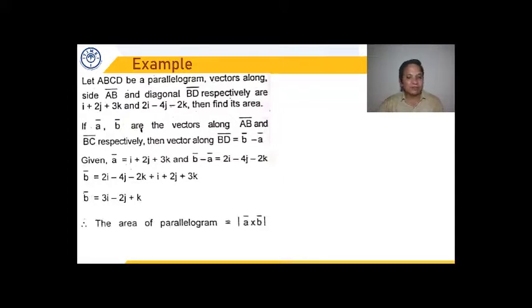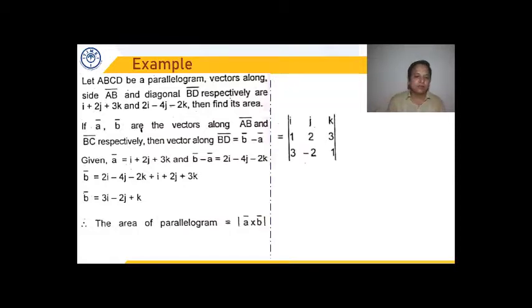Now the area of the parallelogram is the modulus of A cross B vector. So we have to find the value of the A cross B vector. Now how to find A cross B? We write i j k. Vector A coefficients are the second row. A vector is i plus 2j plus 3k. Coefficients are 1, 2, 3. And B vector is 3i minus 2j plus k. Coefficients are 3, minus 2 and plus 1.